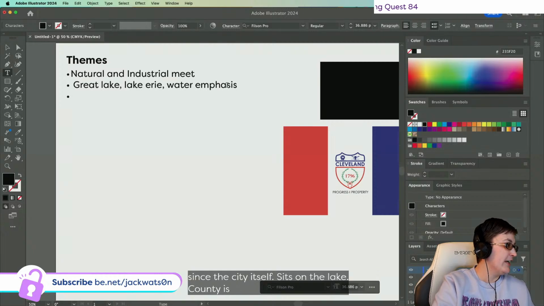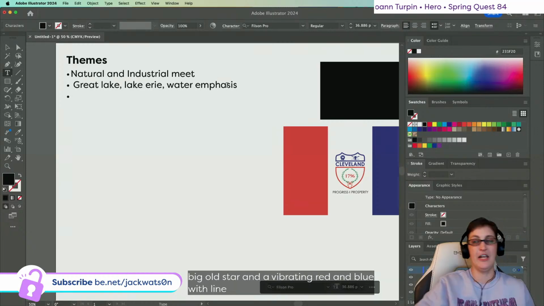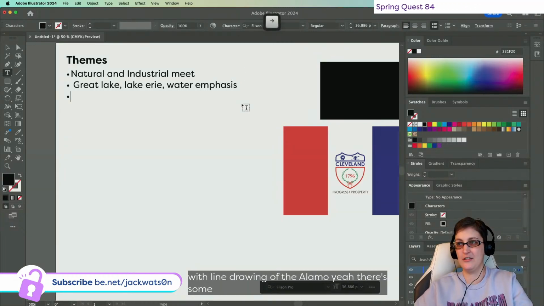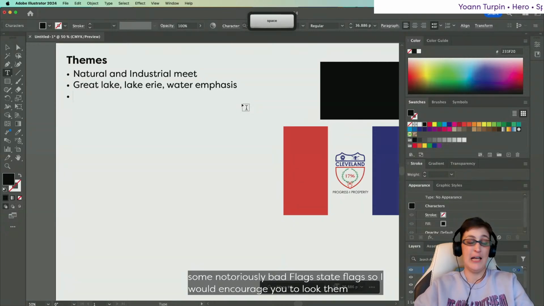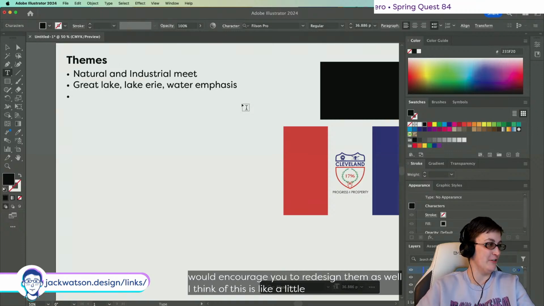Counties in the UK each have their own flag too. San Antonio, Texas has a weird flag, a big old star and a vibrating red and blue with a line drawing of the Alamo. Yeah, there are some notoriously bad state flags. So I would encourage you to look them up, and I would encourage you to redesign them as well. I think of this as a little exercise that you can do on your own if you want to.